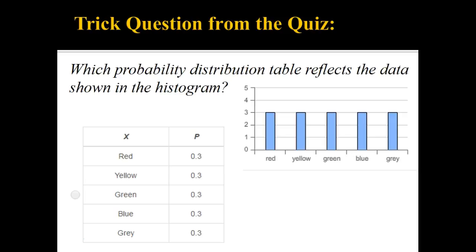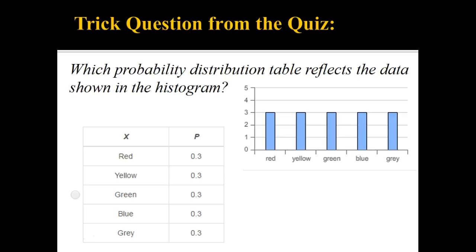On the next page, we have that chart, the probability distribution chart that I had on the previous page, written as a histogram. Oh, that's not true. So sorry.